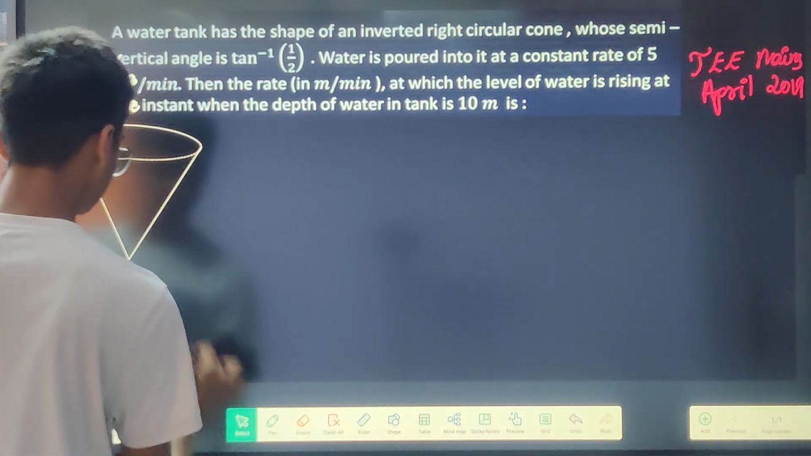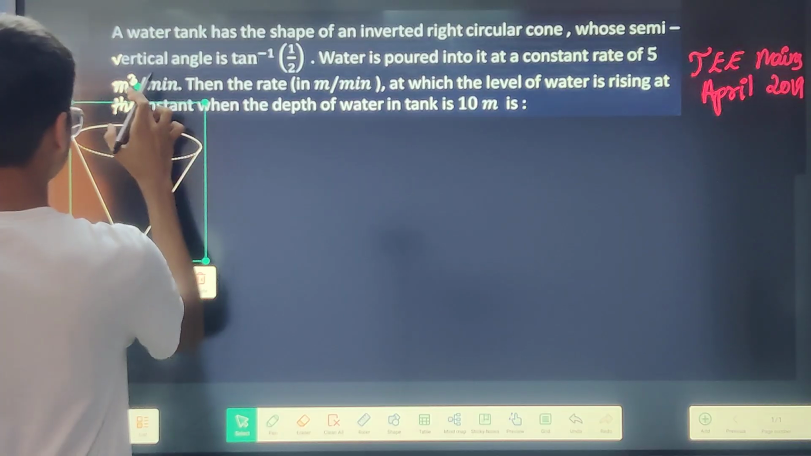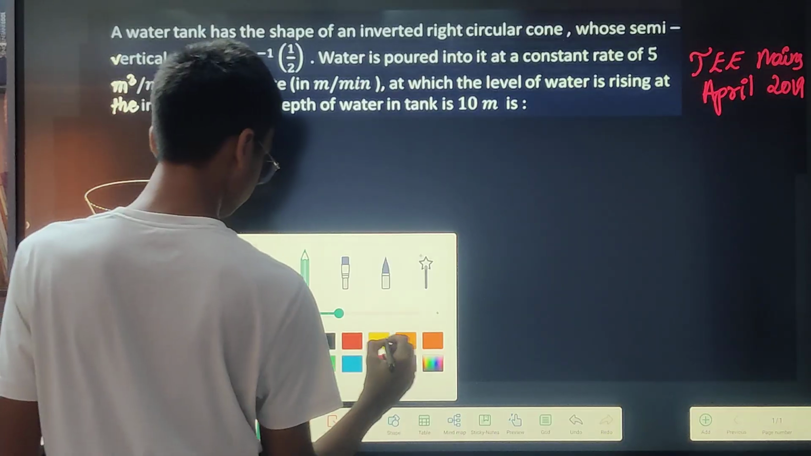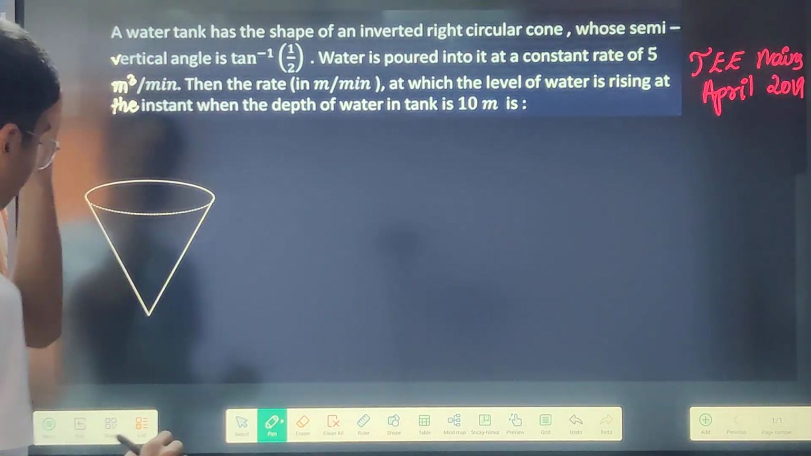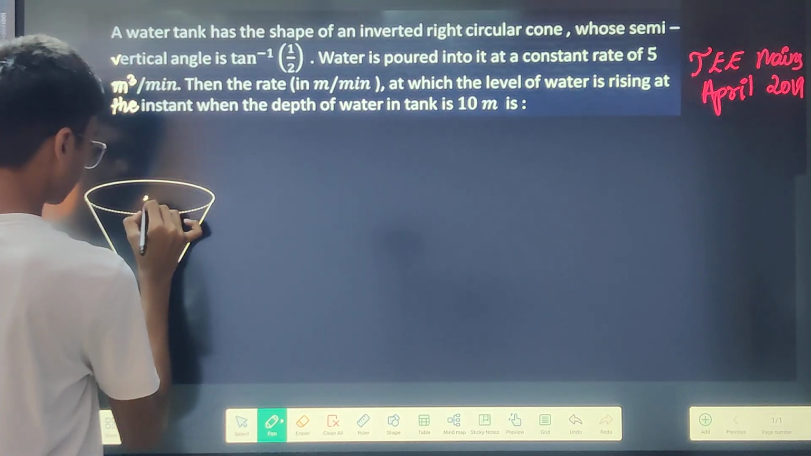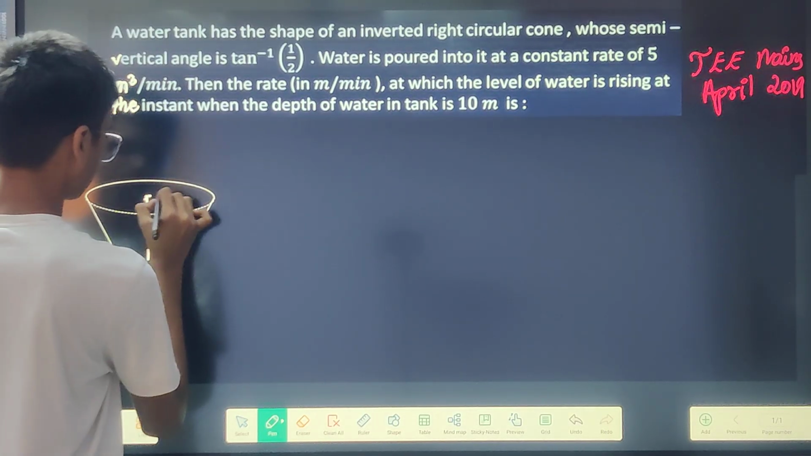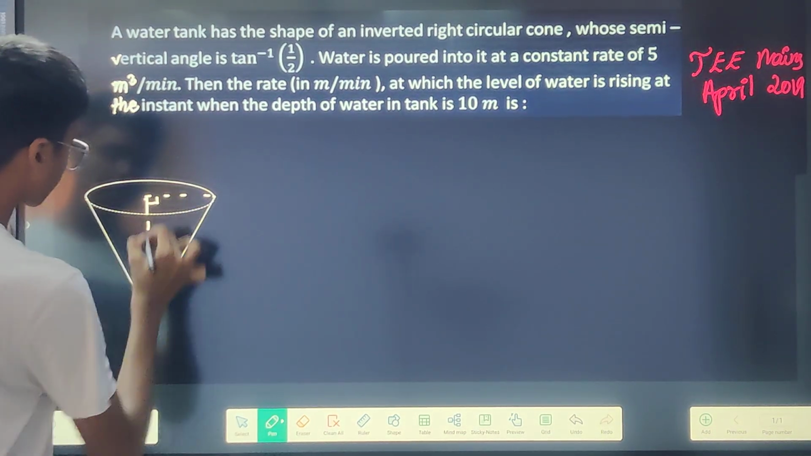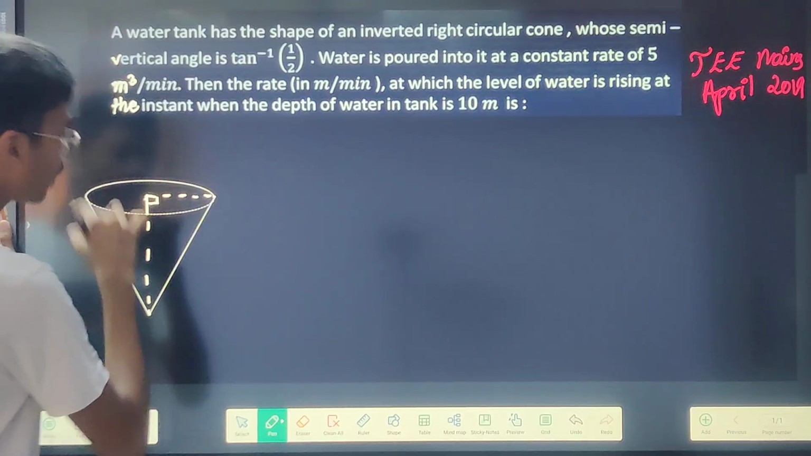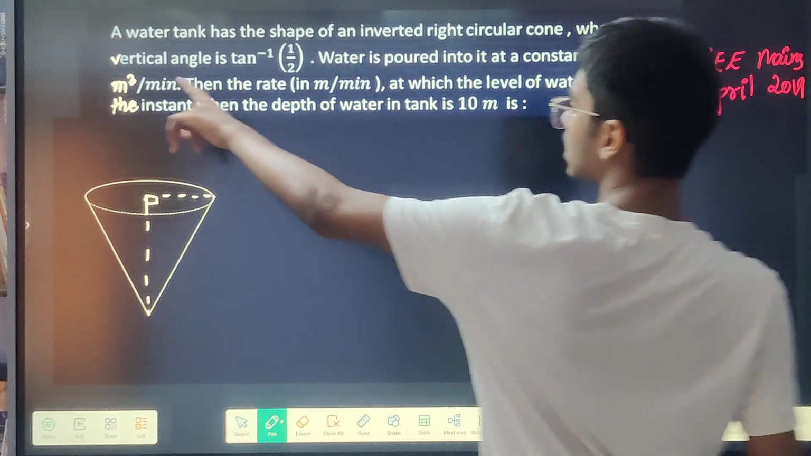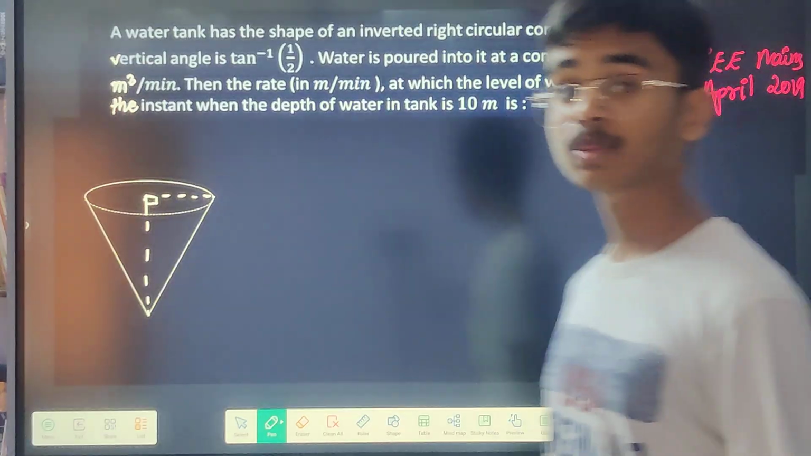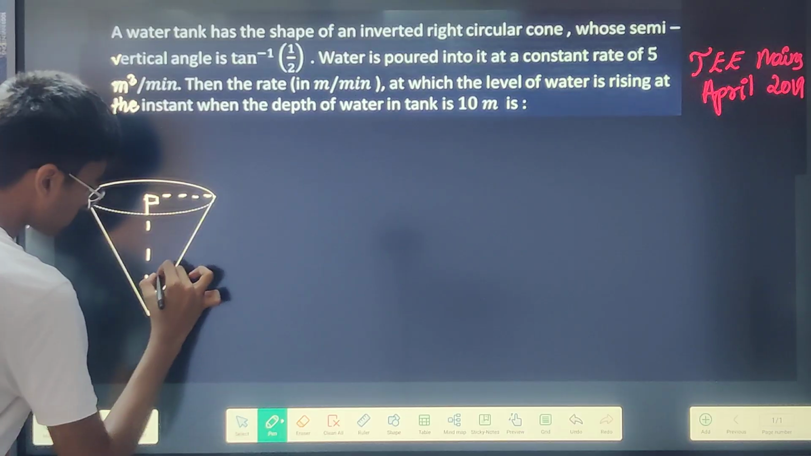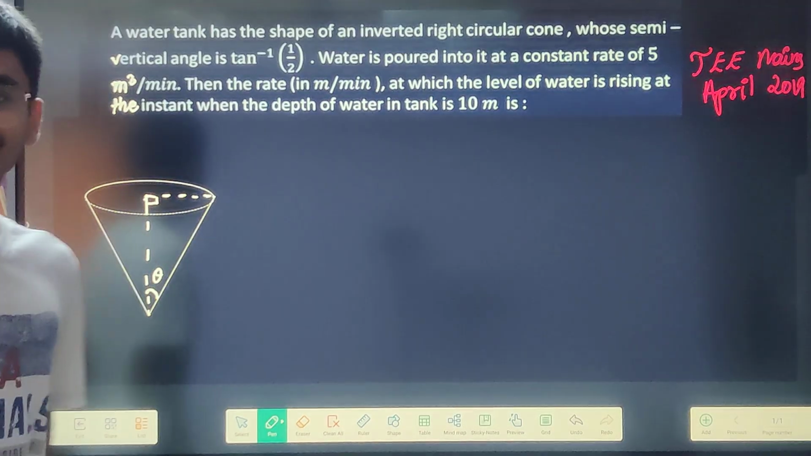So this is your water tank, which is actually inverted, a right circular cone. What does it mean? It means this is a circular cone, and here you will be having a perpendicular. That is what right circular cone means. Whose semi-vertical angle is tan inverse of 1 by 2. What is the semi-vertical angle? This is going to be your semi-vertical angle, which is theta.